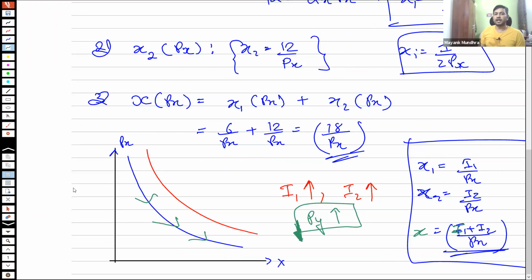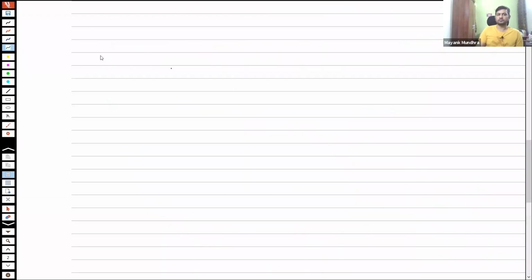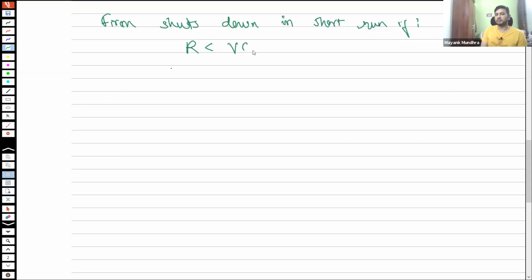Okay, so what happens when revenue is less than variable cost? Like you said, there are variable costs and there are fixed costs. Now a firm will decide to shut down. A firm shuts down in the short run if the revenue R is less than variable cost.